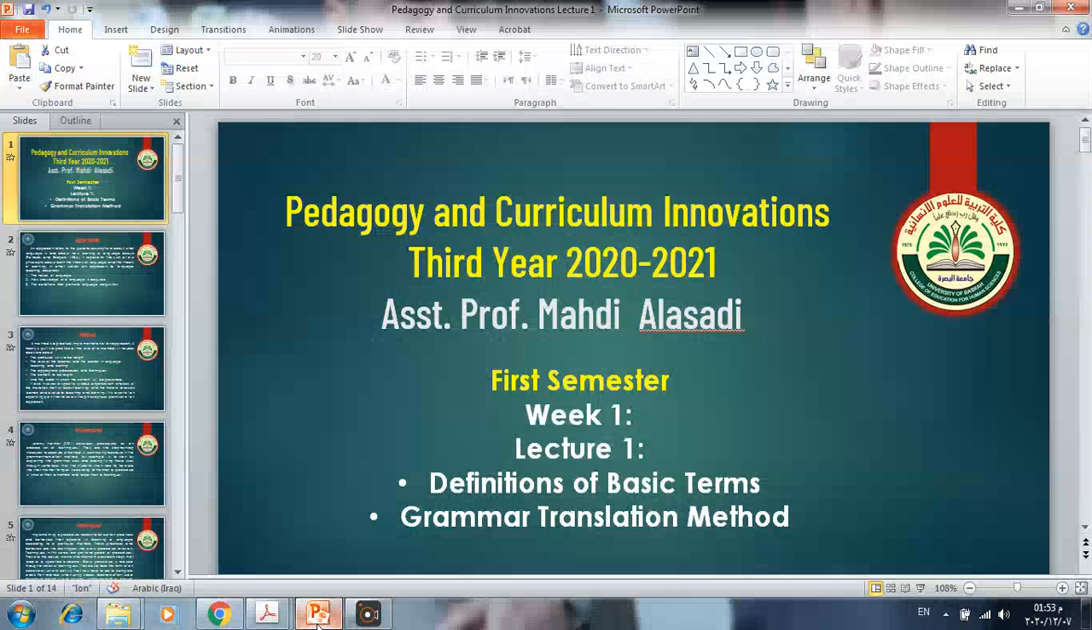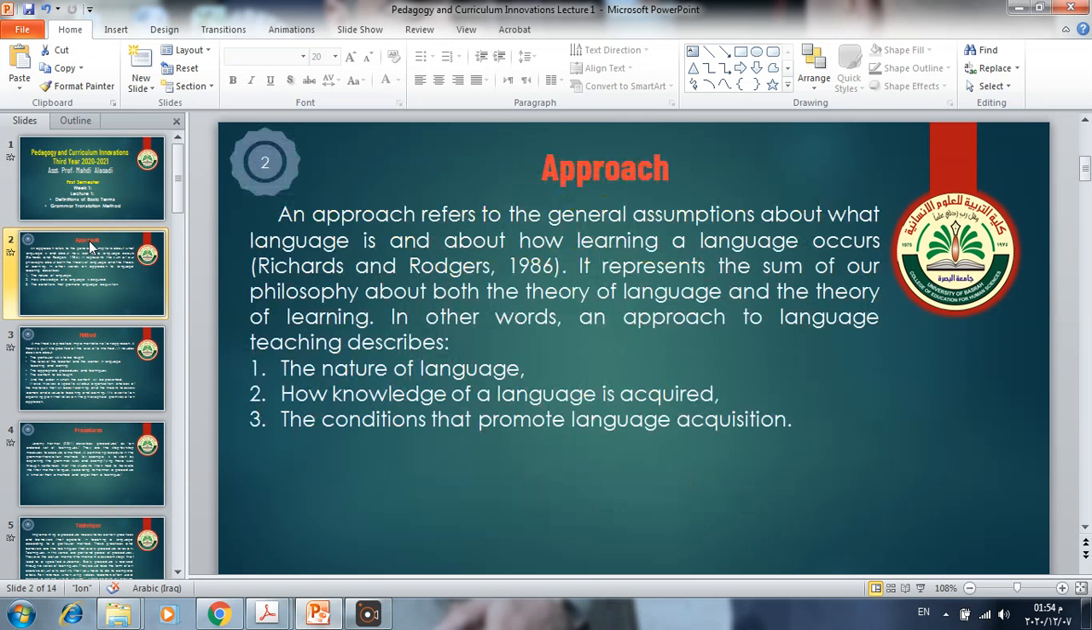Today's lecture is going to be devoted to speaking, first, about the definitions of the basic terms that we need in the course, and then we will move on to speak about the grammar translation method. So, first, let's start with the key terms that we need while we teach and study the course.